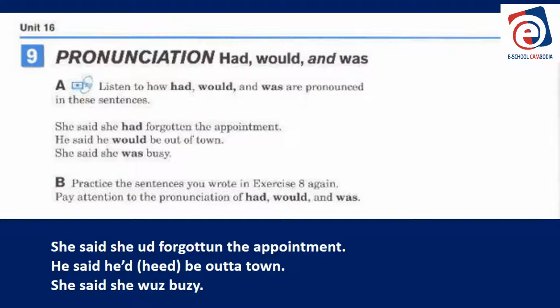He said he'd be out of town. I would use a contraction. I would always use a contraction on that. He'd, he would. He, H-E apostrophe D, he'd, he would. He said he'd be out of town.